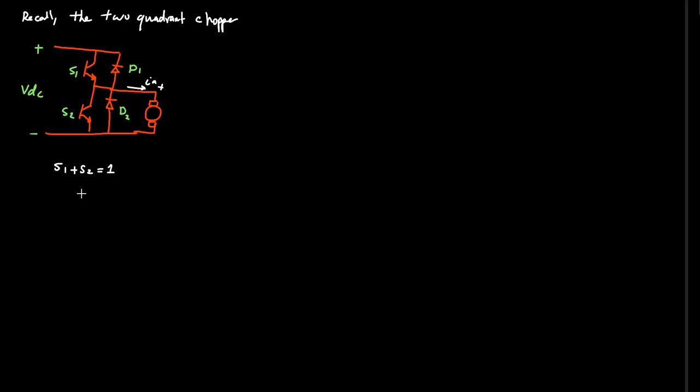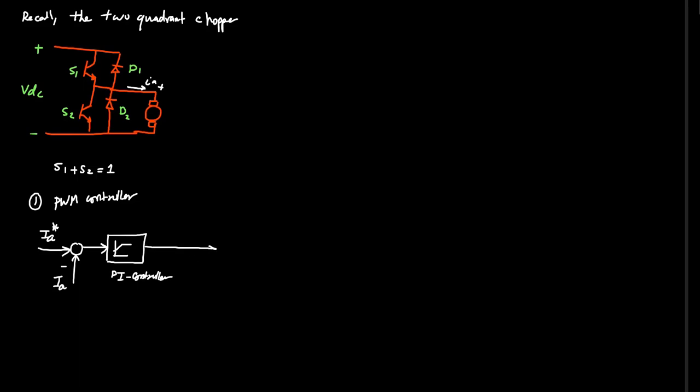So here we will discuss first the pulse width modulation. Here, this is the IA reference. If we compare it with the actual current, then here we will use a PI current control. So this is a PI controller. Now this will give the command signal VC.